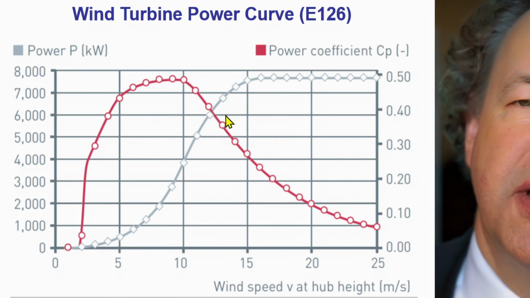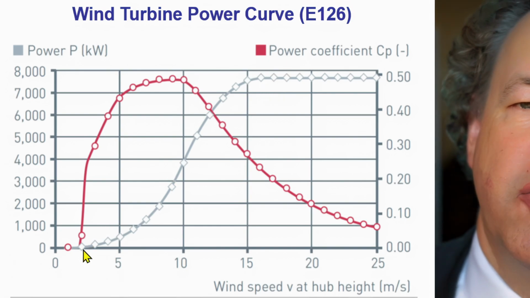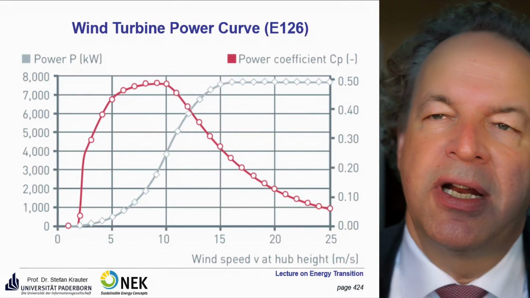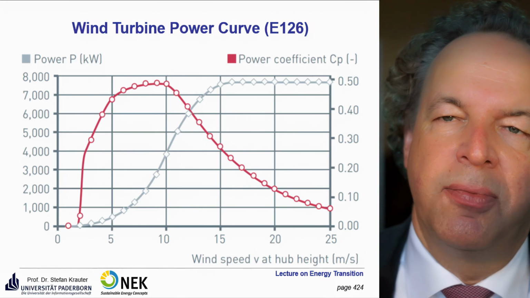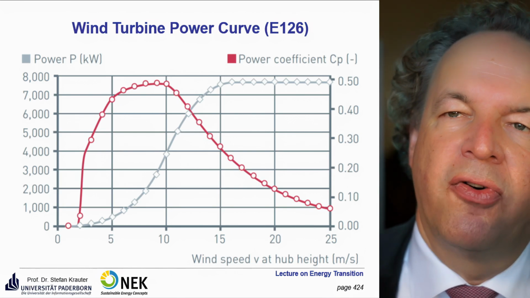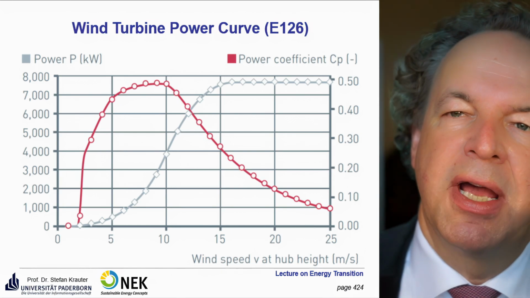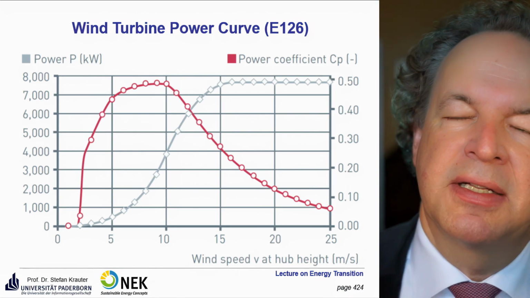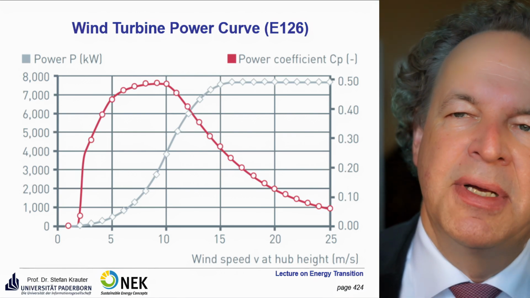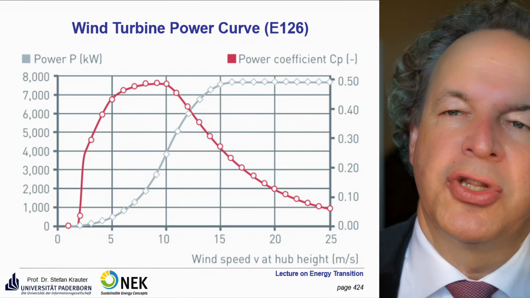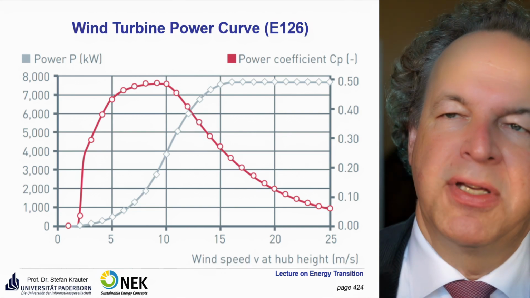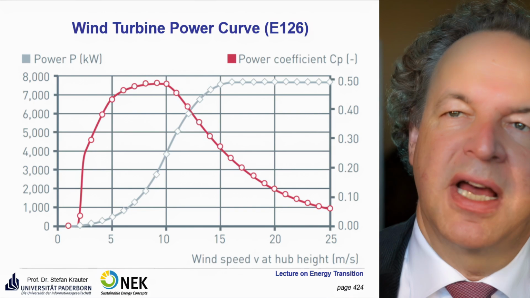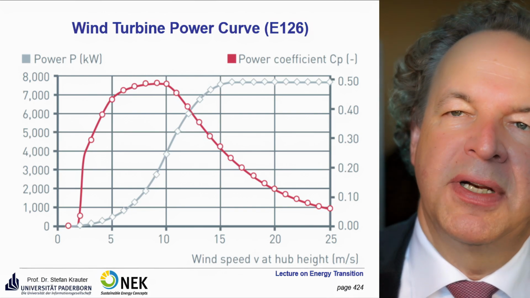The gray curve is actually more important. That is actually the power output of the wind turbine. You see it starts also at 2 meters per second, then it goes up according to the wind energy contained in the wind, almost with a cubic form. Then you have some saturation after 15 meters per second, and then the power is limited. If you go beyond 25 meters per second, it even may be switched off. This is an E127 by the company Enercon.